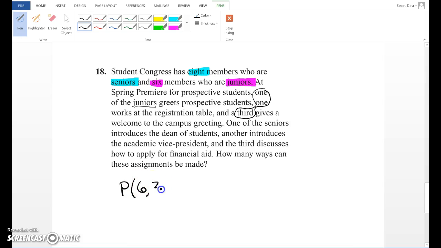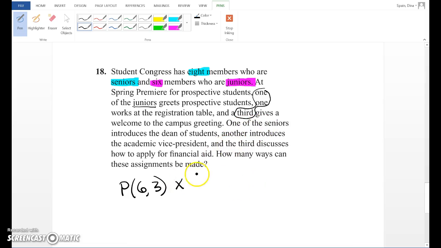All right, permutation, how many juniors are there? 6, and we are choosing 3 of them. All right, those are the juniors. How many ways can these assignments be made? We also have these seniors. They're picking 3 different seniors. One of the seniors introduces the dean of students, another introduces the academic VP, and a third discusses financial aid. So since we have to pick these 3 people and the other 3, we're multiplying.